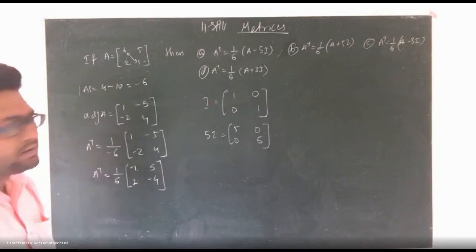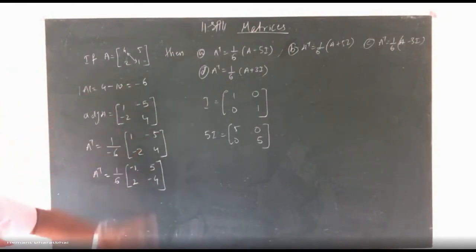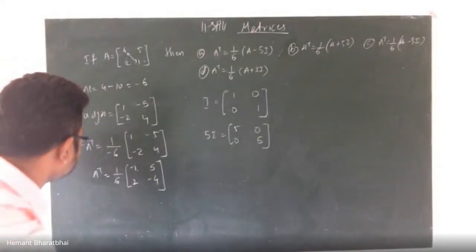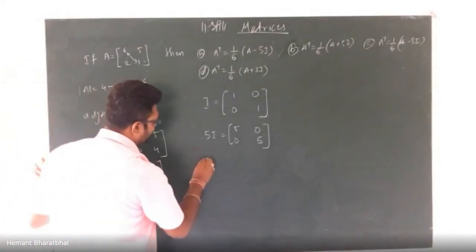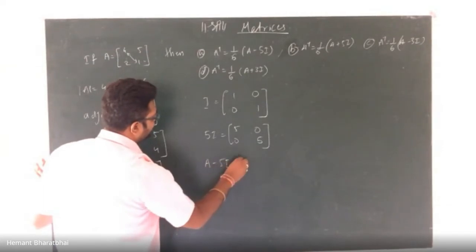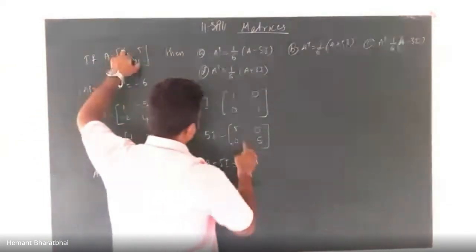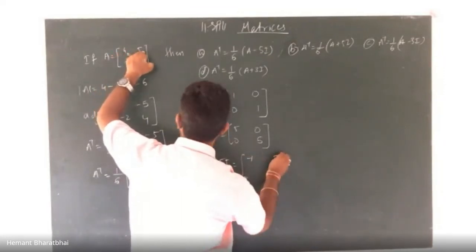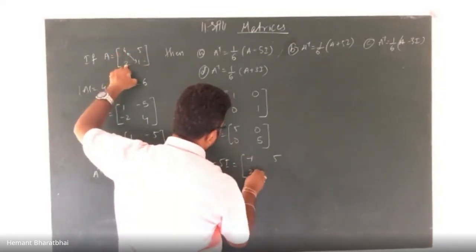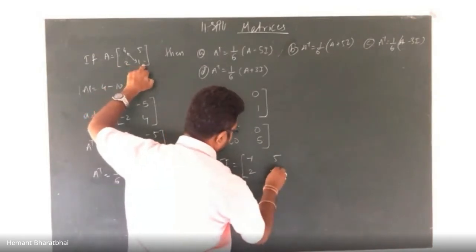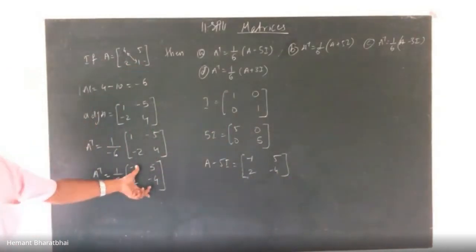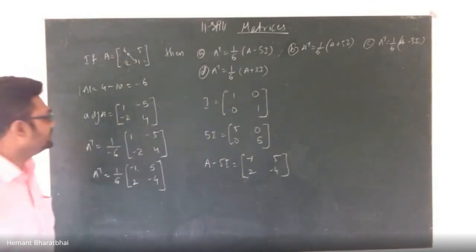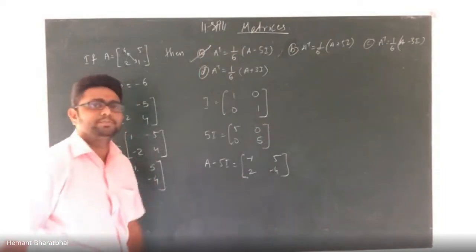4 minus 5 is going to give me minus 1. 5 plus 0 is going to give me 5. So option A, okay, option A is the answer. Still, if you want, you can just solve it and see. If you do A minus 5I, that is 4 minus 5, that will be minus 1. Then 5 minus 0, that will be 5. 2 minus 0, that will be 2. And 1 minus 5, that will be minus 4. Yes or no? Now for A inverse, you just have to multiply it by 1 by 2. So our answer is option number A.